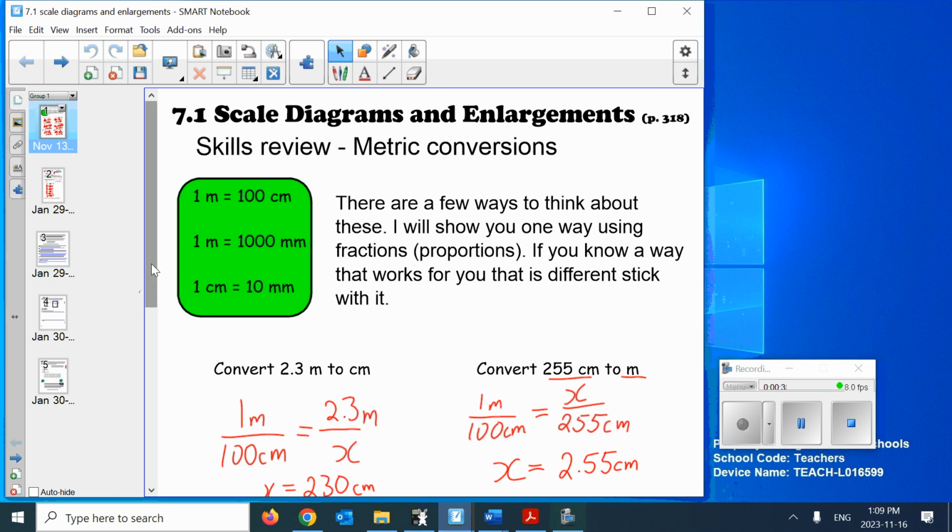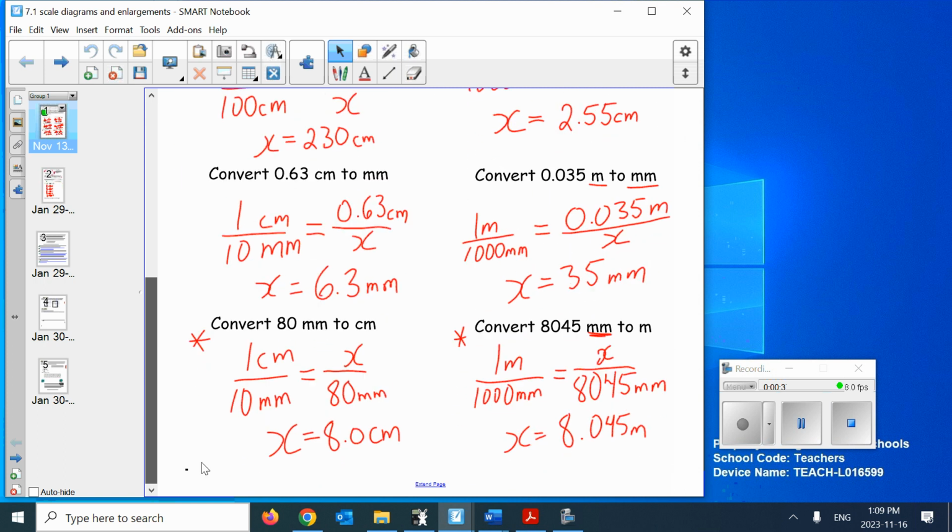If you know another way, go ahead. But this method that I'm showing you is actually going to help us out in some other ways within this unit. That's why I'm showing you this method. If you just know how to switch by counting decimal places, go ahead and do that.